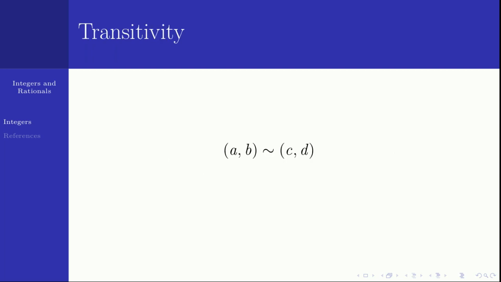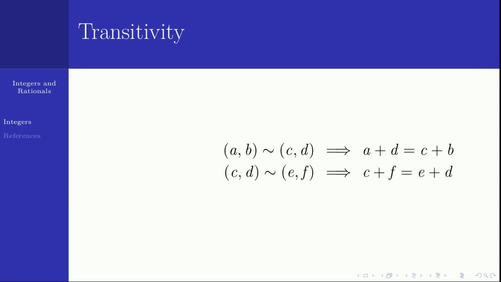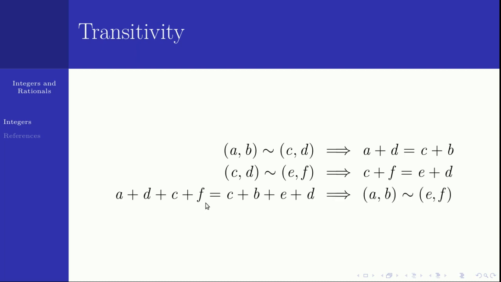Now we will prove transitivity. Suppose (A, B) is related to (C, D). Then A plus D equals C plus B. And (C, D) is related to (E, F). Then C plus F equals E plus D. Adding these two equations, you get A plus D plus C plus F equals C plus B plus E plus D. You can observe that D and C are common on both sides. Cancelling these two, from here you will obtain (A, B) is related to (E, F).